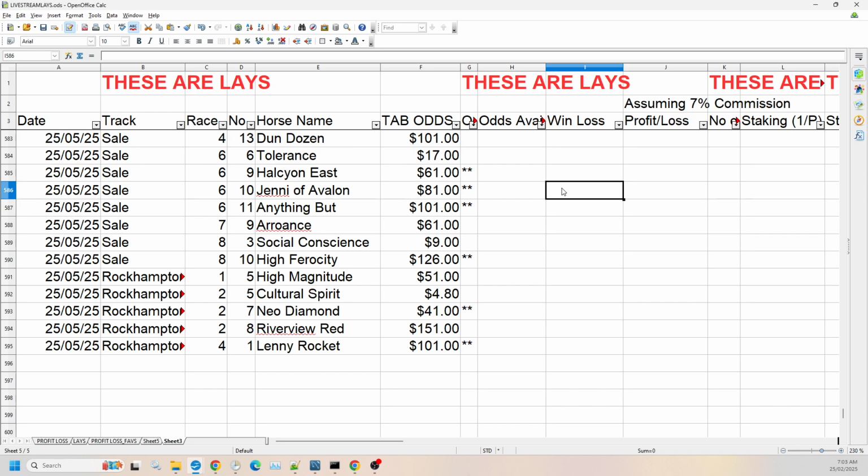If you're having a punt today, good luck. It looks like we've got some wet tracks out there today. They're always interesting, but the form should hold up that I've got here, and hopefully we do okay.